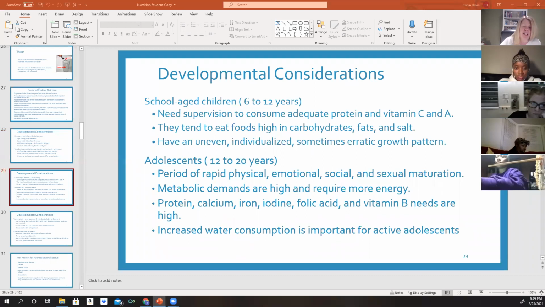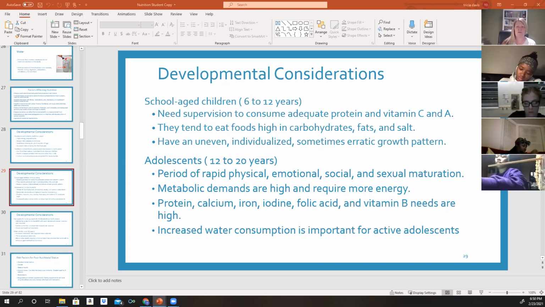They have an uneven, individualized, sometimes erratic growth pattern. Kids develop and grow at different patterns. No two kids grow the same way. And the body accumulates reserves in preparation for upcoming adolescent growth spurts. So sometimes you'll see kids in these age groups that start to get a little bit of fat around their belly or in their face. And then once they hit that growth spurt, that fat disappears because they basically grow into themselves.